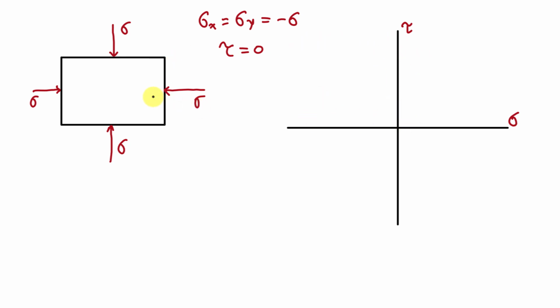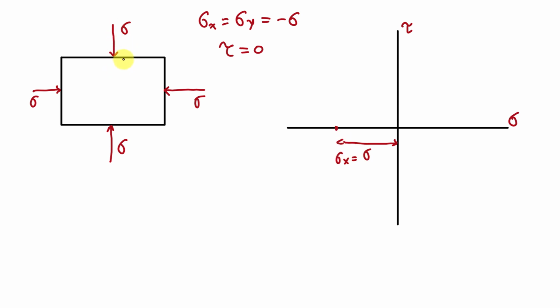Now to draw Mohr circle in this case we will mark 2 points. Here sigma x is equal to minus sigma, so it will be somewhere here, right? Because it is negative stress, we will mark this point at the left side of the origin. So here this distance is sigma, and sigma x is equal to minus sigma. Fine.